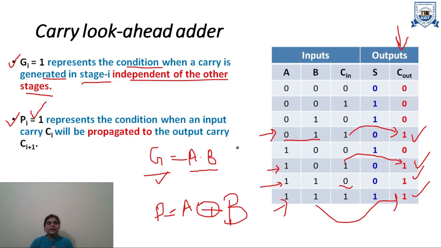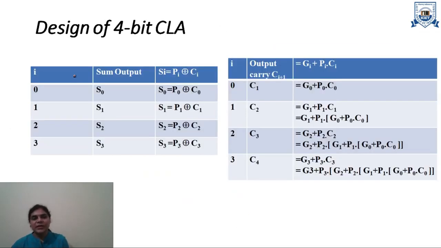So carry generate and carry propagate are those functions. Basically, carry propagate will propagate the input carry to the next stage, whereas carry generate function will denote the generation of the carry at that stage. So according to these two equations, we can design n-bit carry look-ahead adder. In this example, we have taken 4-bit carry look-ahead adder.